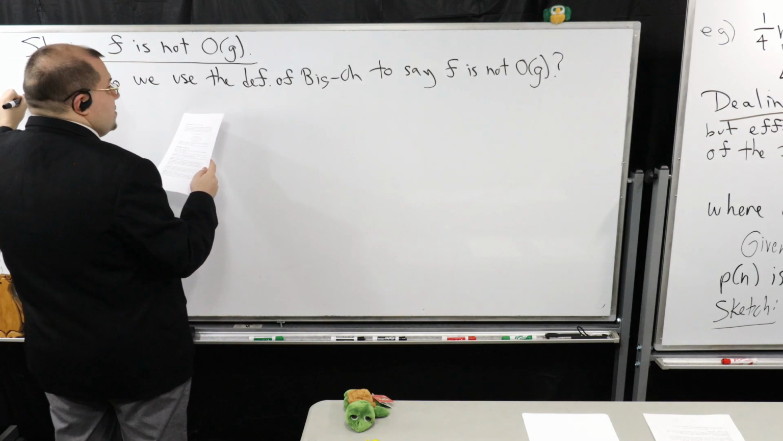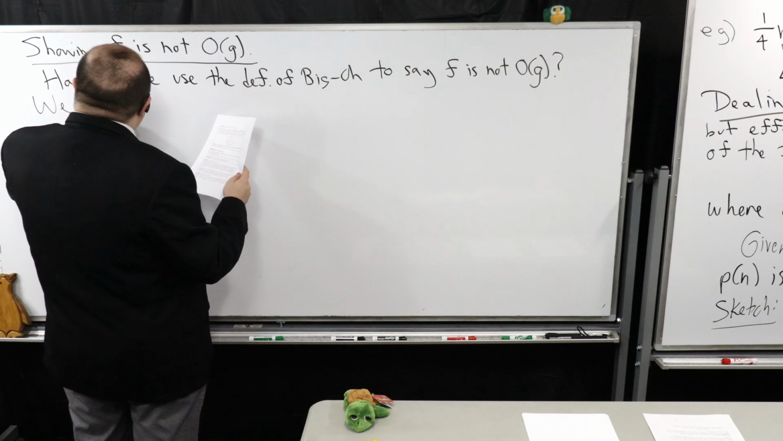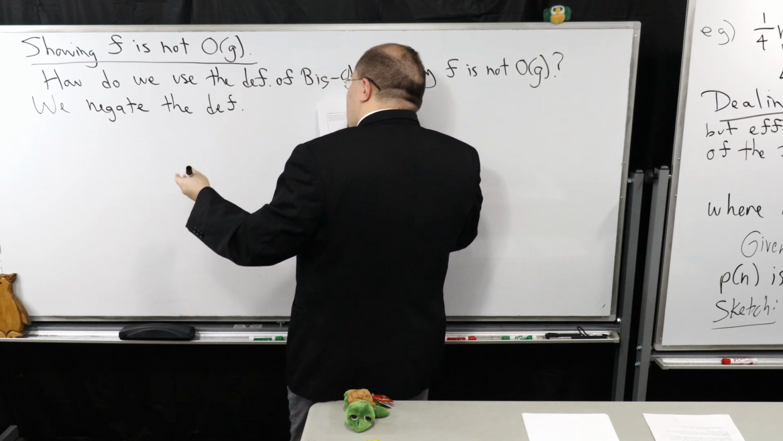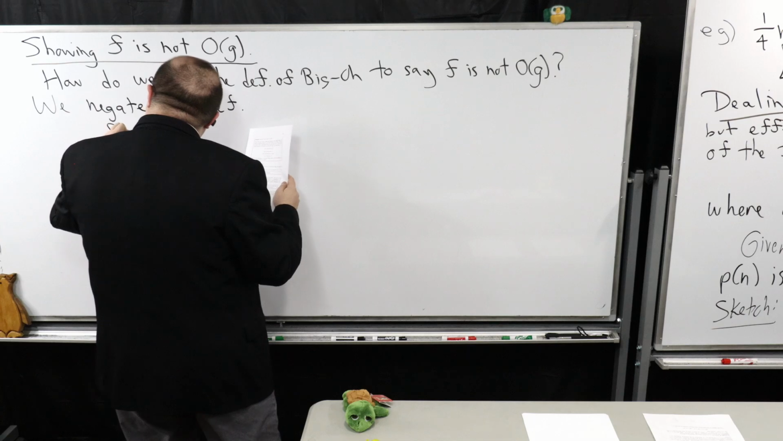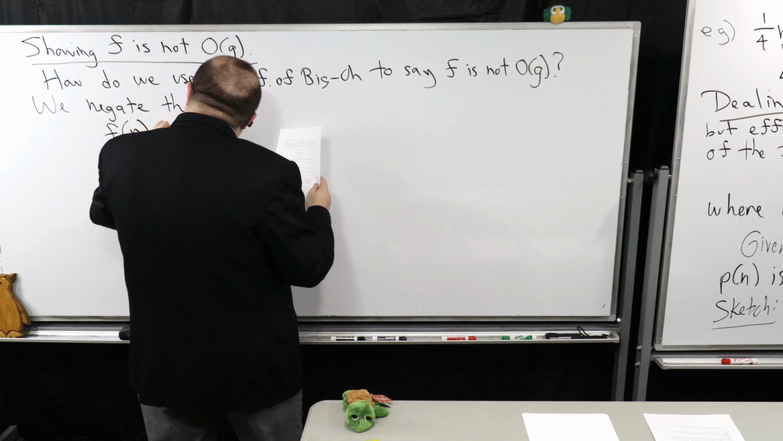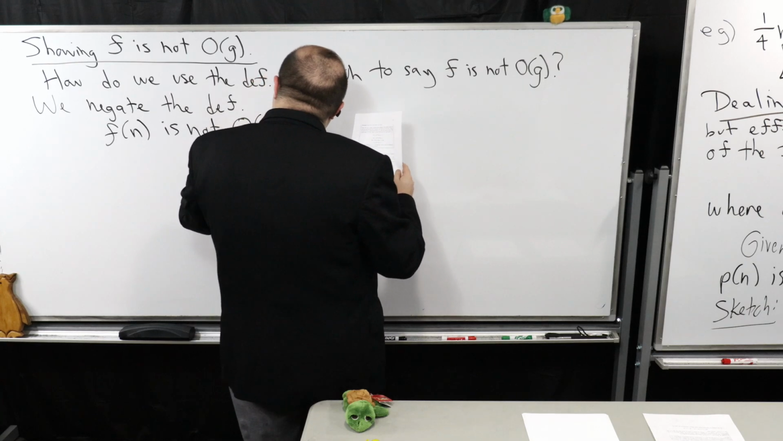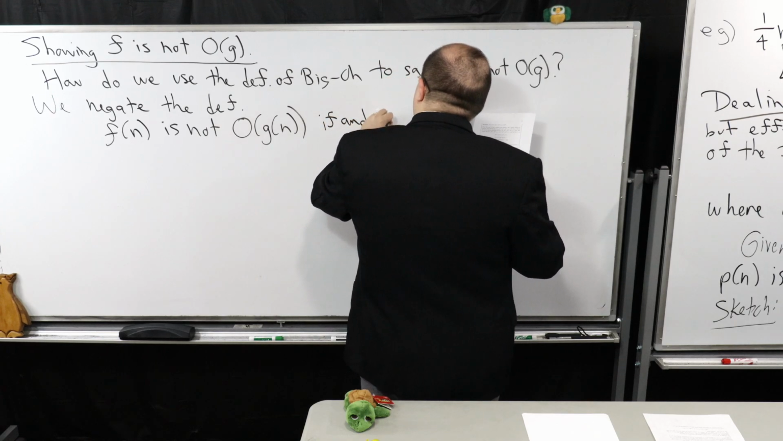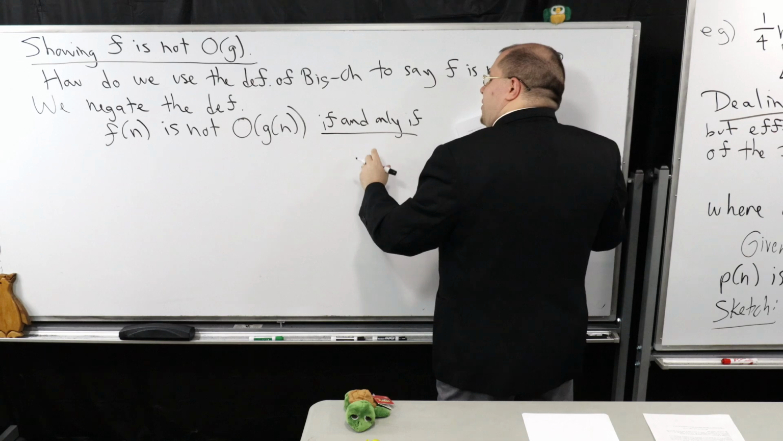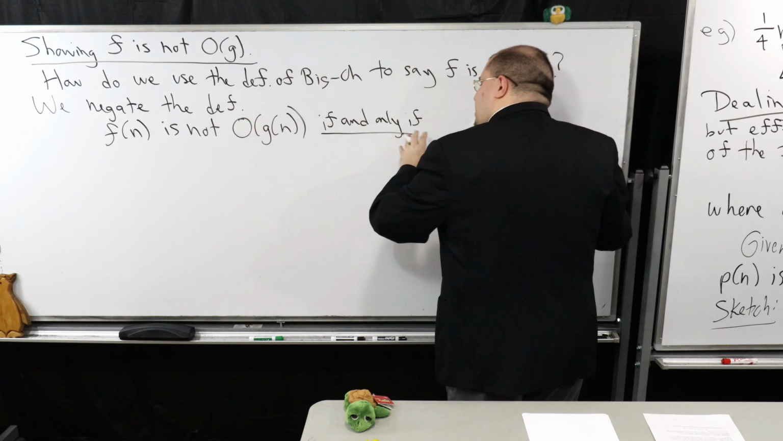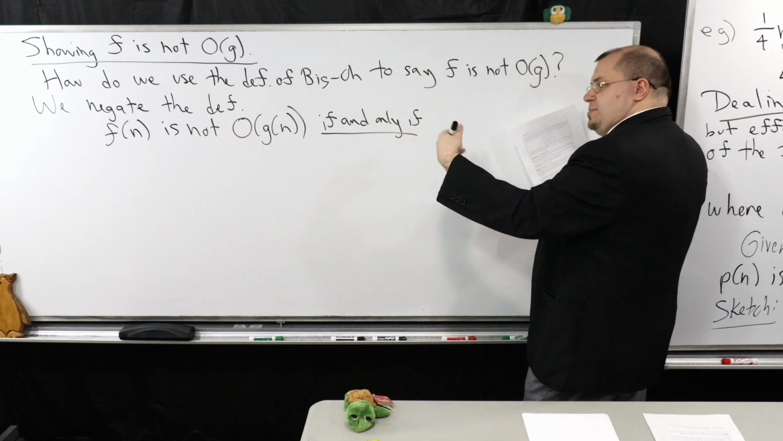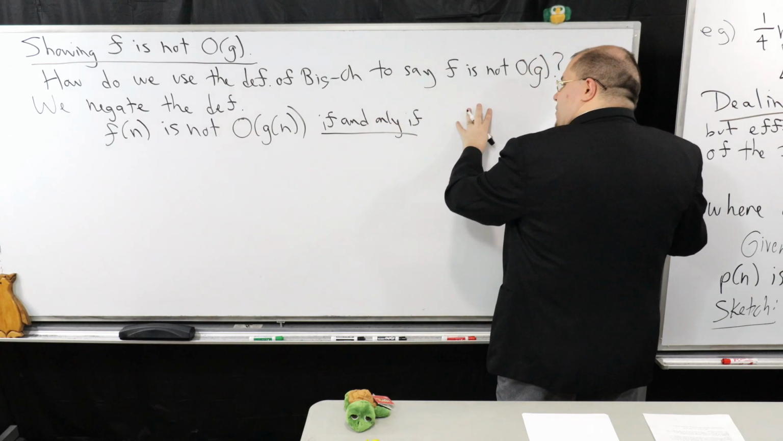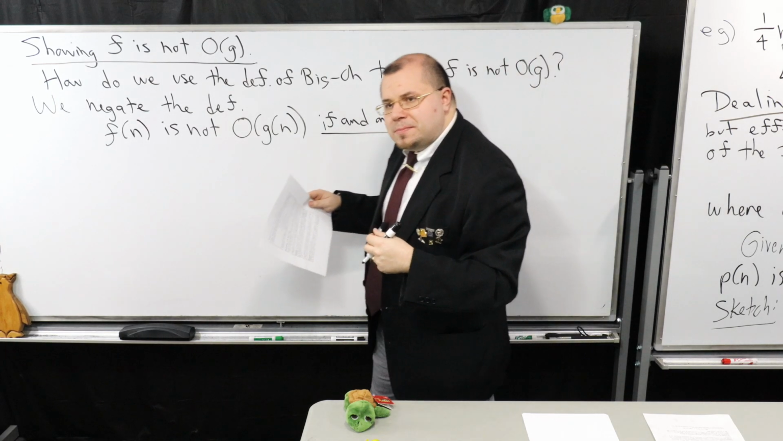So I'm going to say we negate the definition. We could say that f is not big O of g if and only if. Just as a reminder, if I tell you that f is not big O of g, everything that follows after this part right here has to be true. And if this is false, meaning that f is big O of g, then whatever's here has to be false as well.